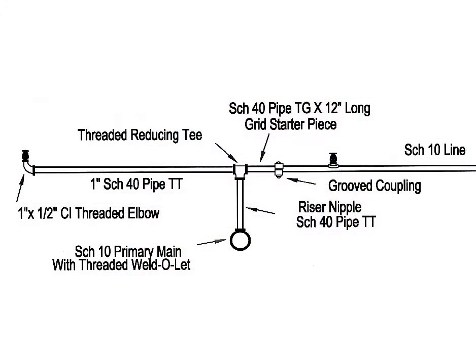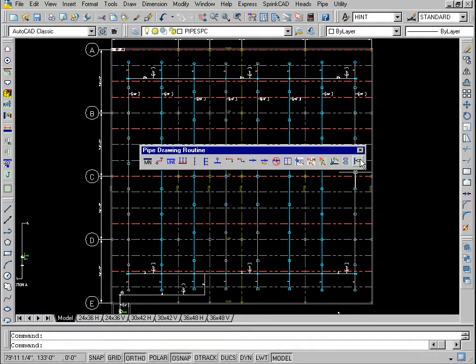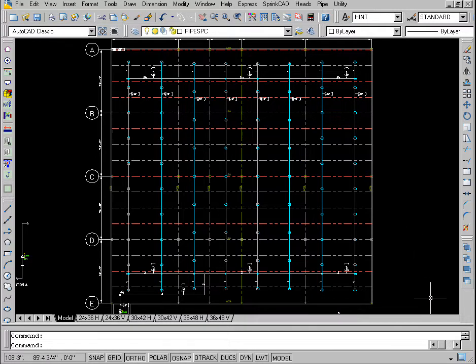Recall that the grid lines will be thin walled pipe with welded outlets for the sprinklers. This will require the use of starter pieces at each side of the grid. You will cut couplings in to show the lengths of the starter pieces.